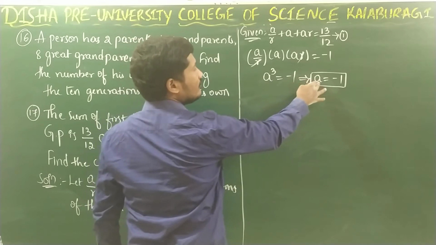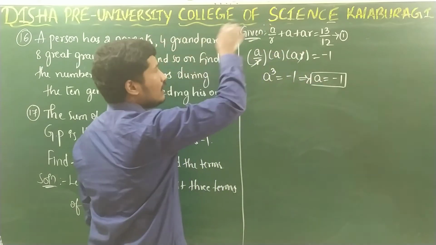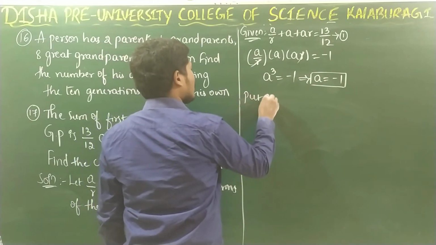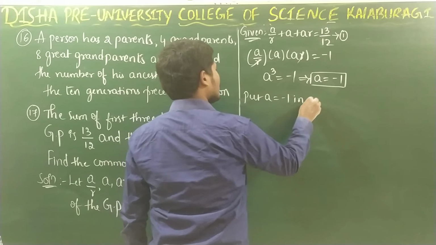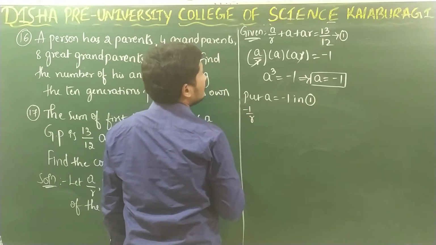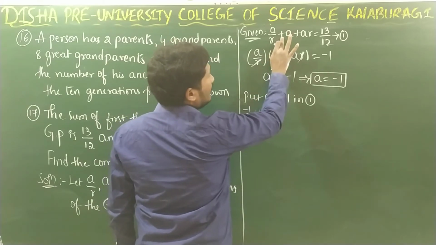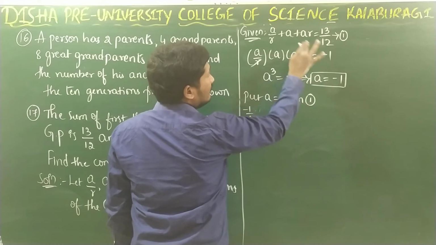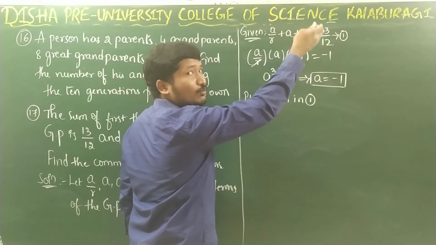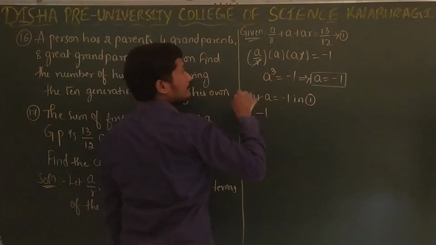Next, see here, we have got the value for A. So let us substitute this in equation number 1 and calculate the value for R. So put A is equal to minus 1 in equation 1. So what will I get? Minus 1 by R plus C. Plus C is there in between. The value for A is minus 1, so plus of minus 1. Plus into minus will be minus, so it will be minus 1, right?